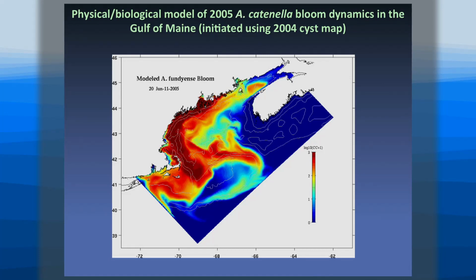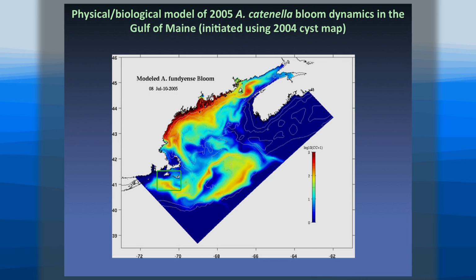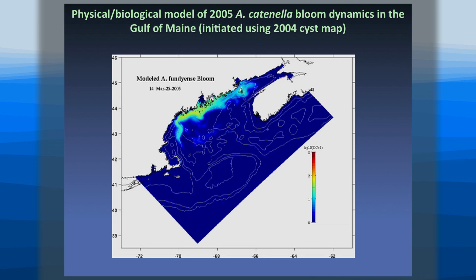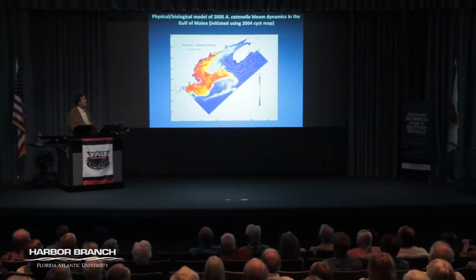It's going around George's Bank, down here even to Martha's Vineyard and Nantucket. And this model is actually a very good representation of what truly happened. This was a year that the state of Massachusetts had a $50 million loss to its shellfish industry alone because of this outbreak. So we've got a model.